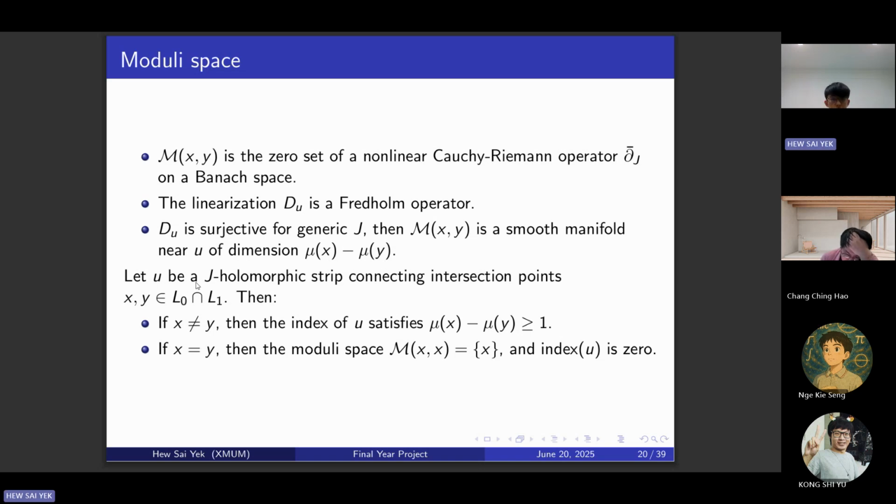Then every J-holomorphic curve connects intersection points x, y if and only if mu(x) minus mu(y) is larger than or equal to 1. If x equals y, then the moduli space is just {x}. The index is 0.